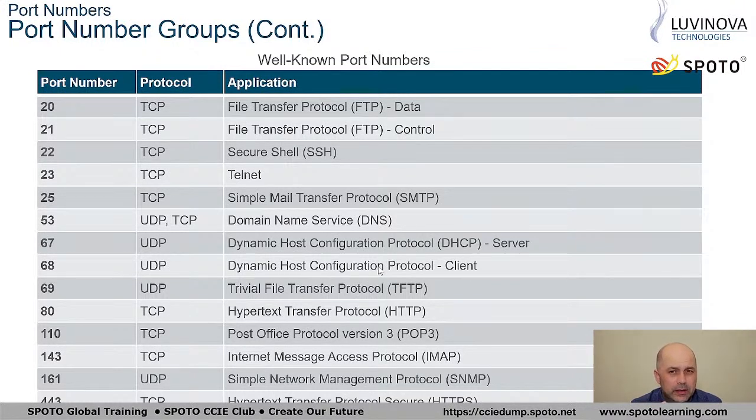One more thing, some applications use both protocols, UDP and TCP. DNS is one of those protocols that use both TCP and UDP. Port 67 is DHCP, and it has 68 as well. 69 is the TFTP protocol. 80 is well known as the web browsing port number. It's HTTP. And 110 is POP3.